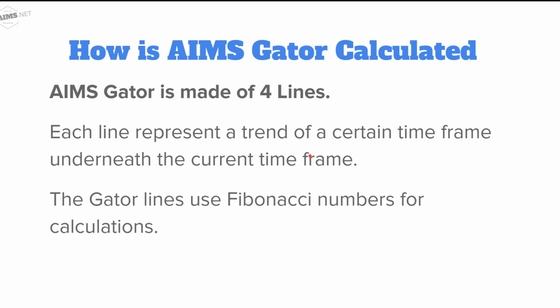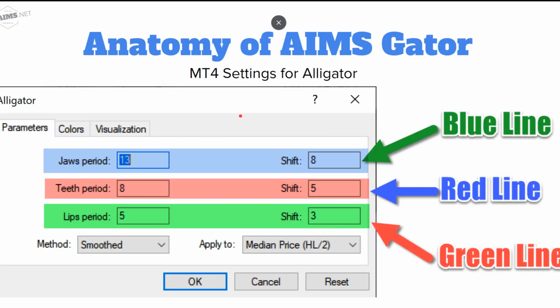The Gator lines use Fibonacci numbers for calculations. And you look at the settings of the Gator, you will find this. So the blue line, which is the jaws, is calculated using a 13 period smooth moving average, as you can see here, selected as smooth. And it's calculated based on the median price. So basically you calculate the high and the low of the candle and divide it by 2, so it's the median. And it's shifted 8 into the future.